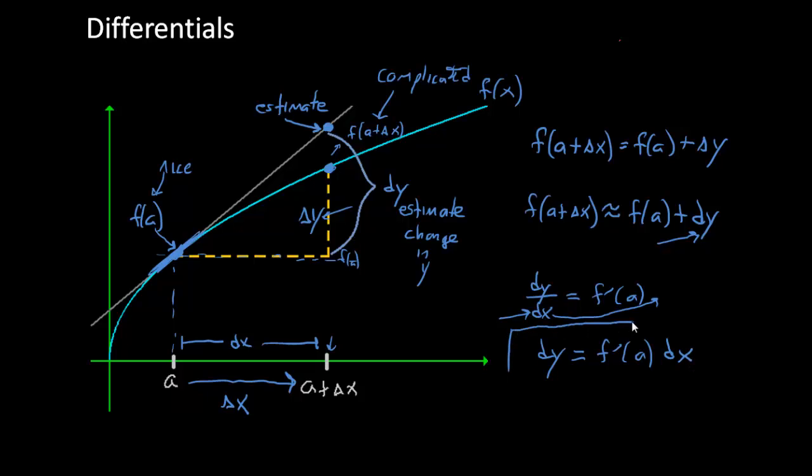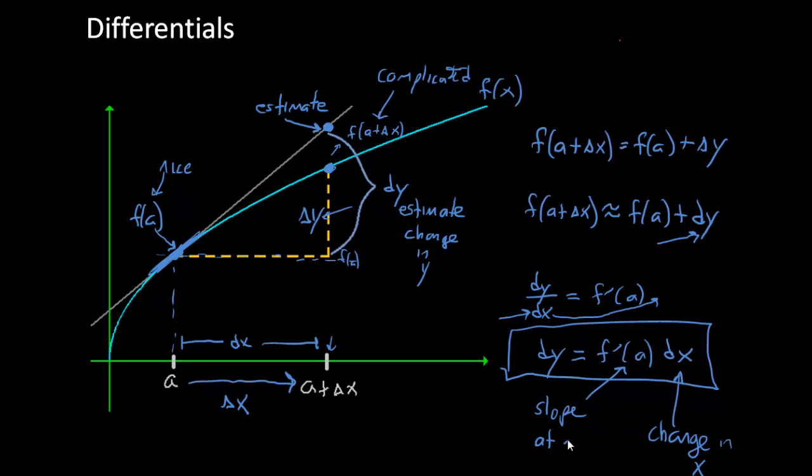Now this is my differential. Okay, so this is going to be the estimated change in y. It's going to be based off of these two things. dx is the change in x, and this is the slope at a. So let's go ahead and see how we use this.